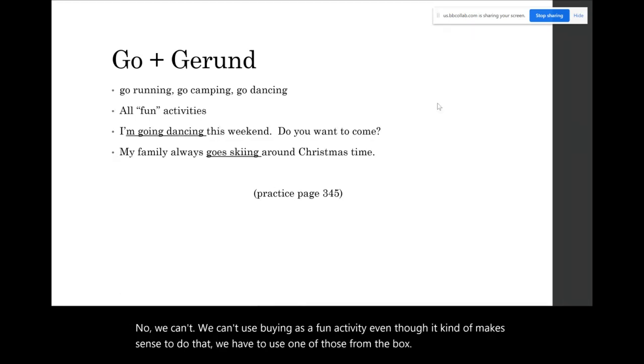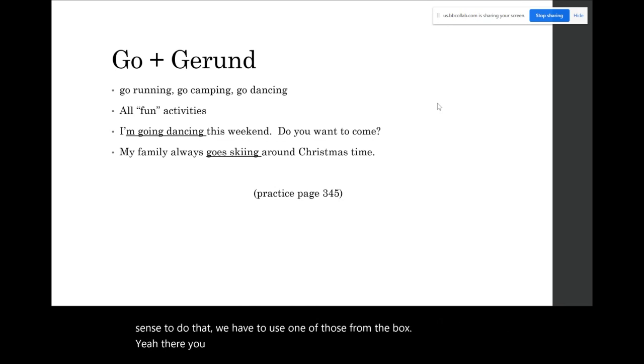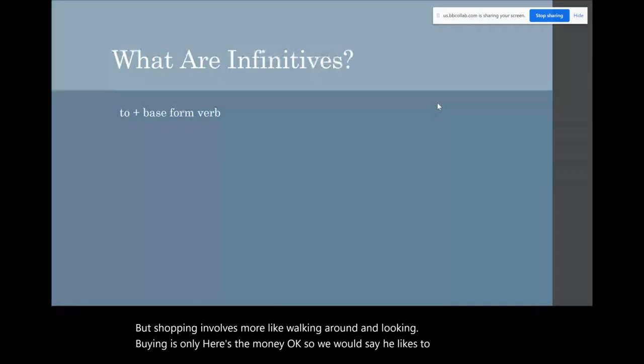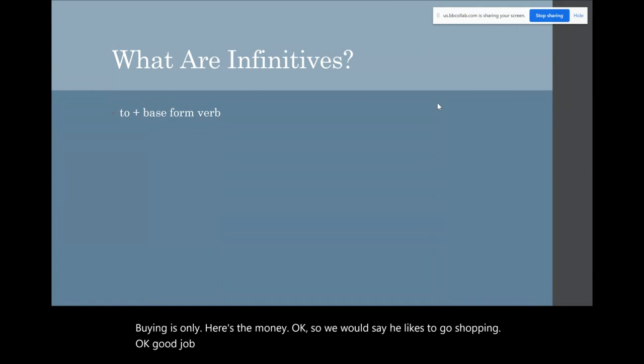Okay, he likes to go shopping. Yeah, there you go. Shopping is the same as buying things, but shopping involves walking around and looking. Buying is only, here's the money. Action. So we would say he likes to go shopping. Okay, good job, guys. Another little way to use gerunds is after the go verb.